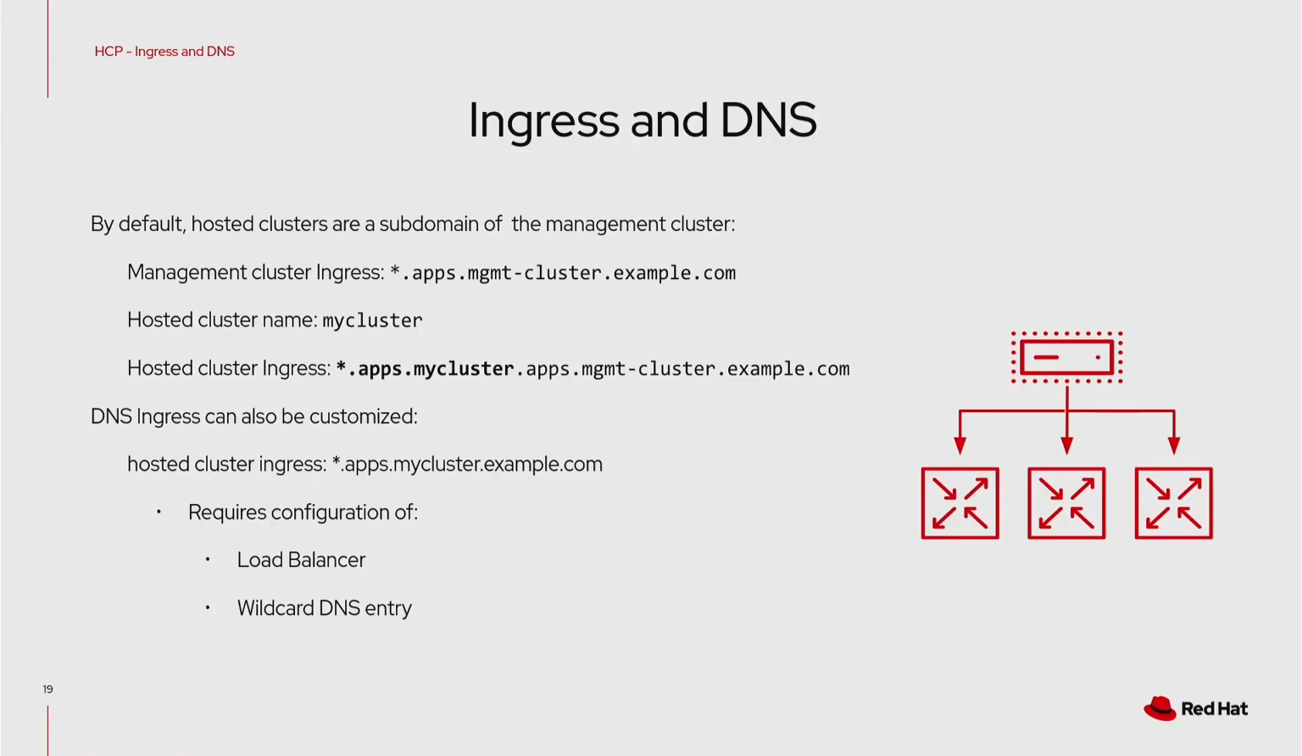We can do things with DNS where we can customize it. So you can end up with a hosted cluster ingress like apps.mycluster or apps.HCP-AD Link. And you're going to do one of two things. You're going to either use a load balancer, which could either be a hardware load balancer or a software load balancer, or you can use what I always call poor man's load balancer, which is basically wildcard DNS round robin. I've used both, and I find that the load balancer option is definitely the better way to go.